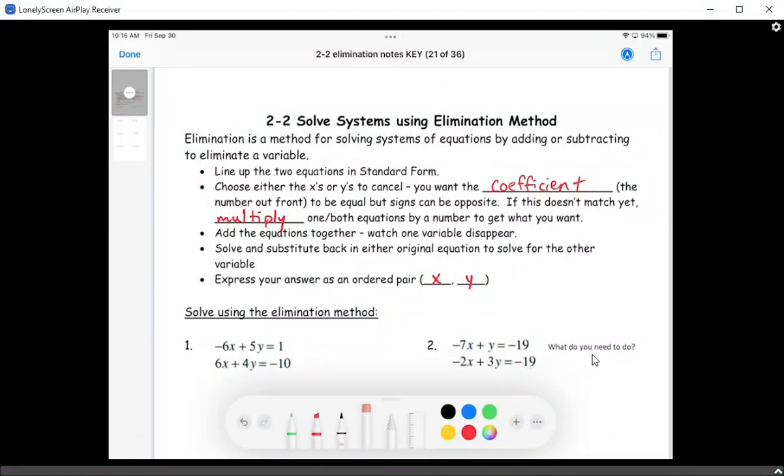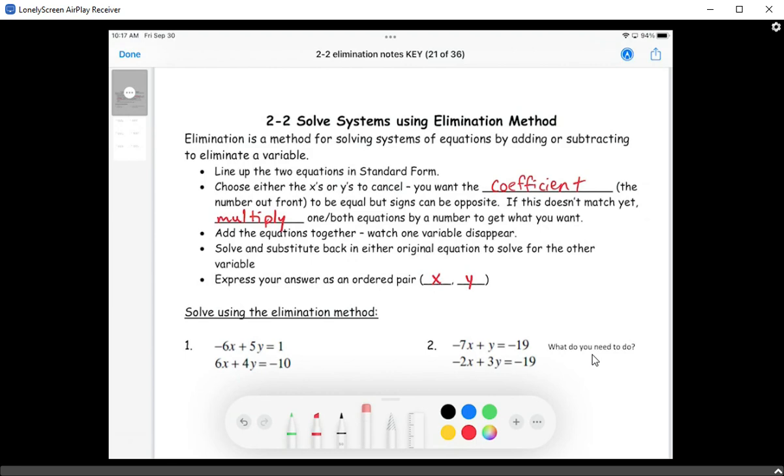All right, we're looking at the 2-2 notes, which is another method of solving systems. What we're looking at today, different than the previous lesson, is something called elimination. When we were talking about substitution, the other method we did in the first lesson, the key thing that you were looking for in your system of equations was a single variable.